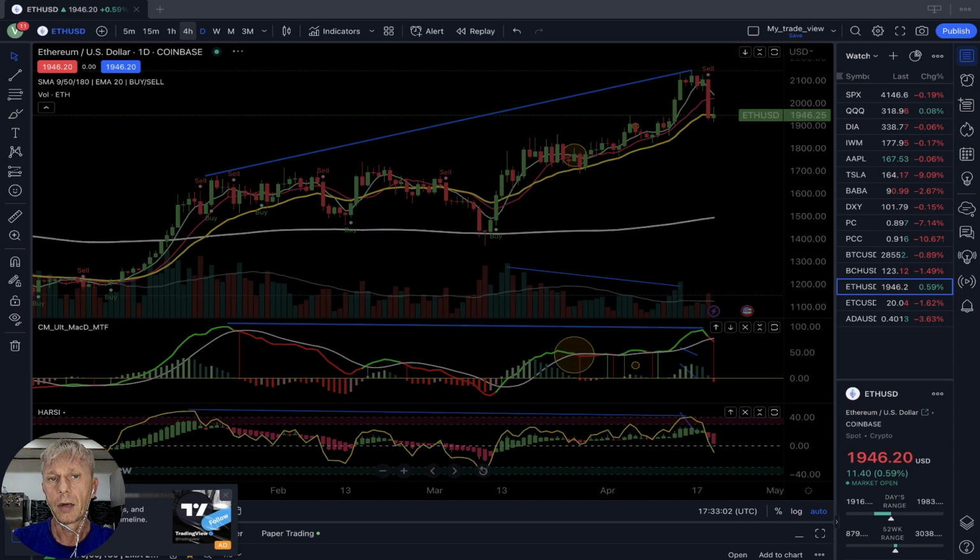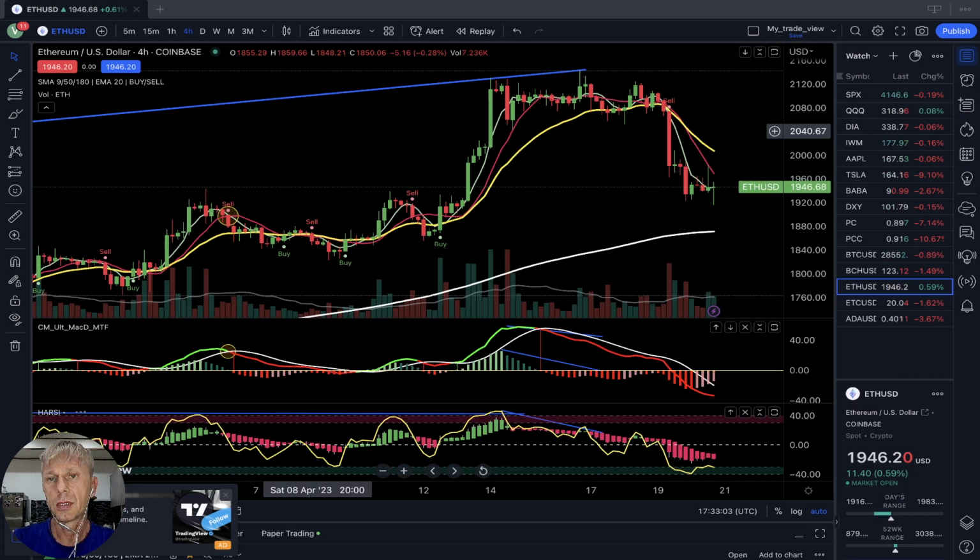Let's move to 4 hours time frame. 4 hours time frame, it's a sell signal, bearish trend, last bar far from 20, MACD still bearish, Fibonacci bearish, RSI bearish, it's in oversold territory, but still bearish trend direction.